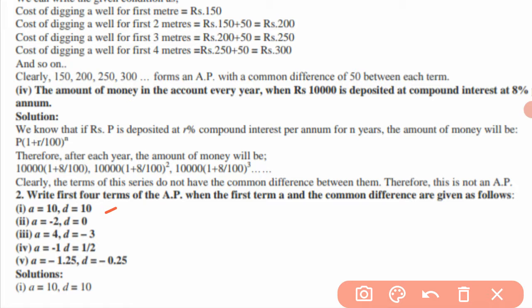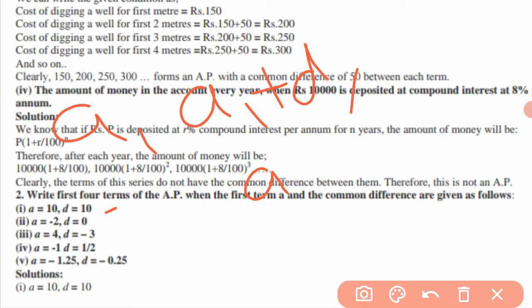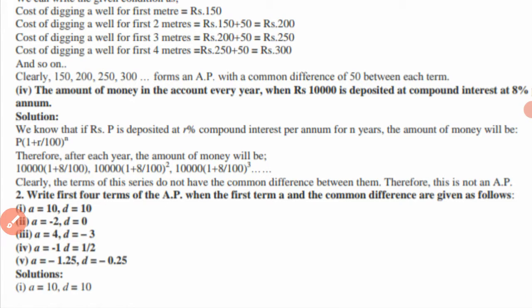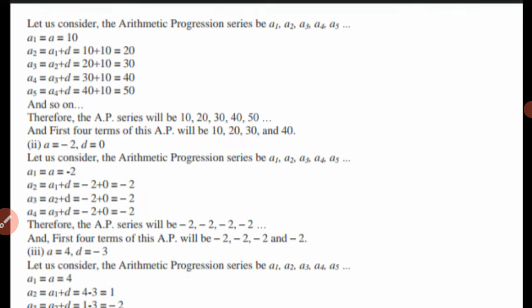For finding the AP, as we know, the first term is a1, and for finding a2 it will be a1 plus d. Then for the third term it will be a1 plus 2d, meaning d will be added for every next term. In the first case, as we know, a equals 10 and d equals 10. By using this formula, let us consider the arithmetic progression series as a1, a2, a3 up to a5.